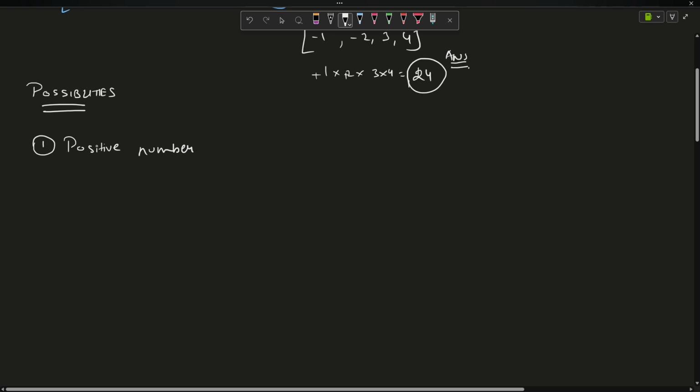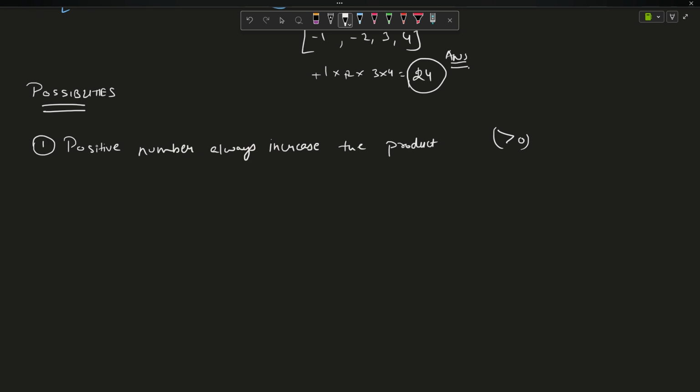a positive number always increases the product. That is, a number greater than 0 will always increase the product. We all know this very well. Multiplying any element with 3 or 4 or 2 or 1 or 5 will never decrease the product. It will always increase the product, right?